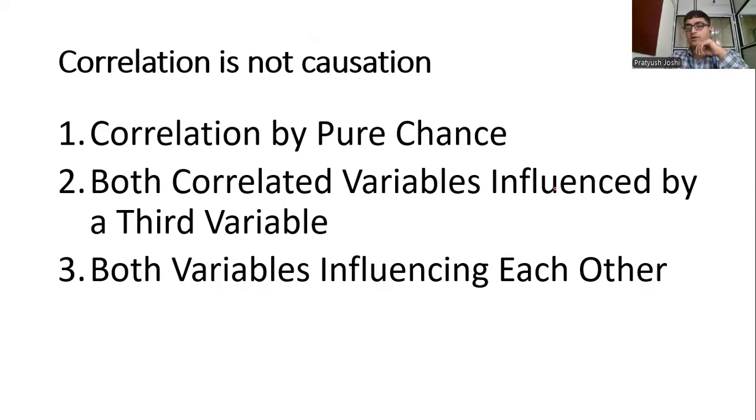So we cannot say for sure just because we are seeing a correlation. And when do we say we are seeing a correlation? When we plot the data points and we see that data points are moving together in the same direction, it doesn't mean that one variable is causing the other variable, or the second variable is causing the first variable, and so on.